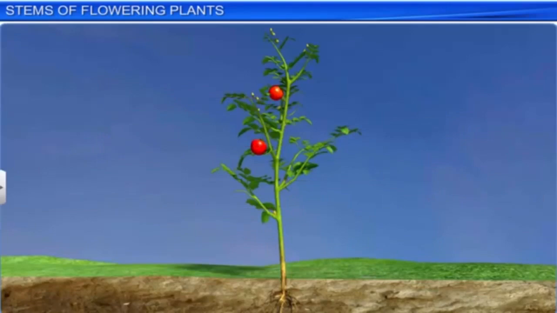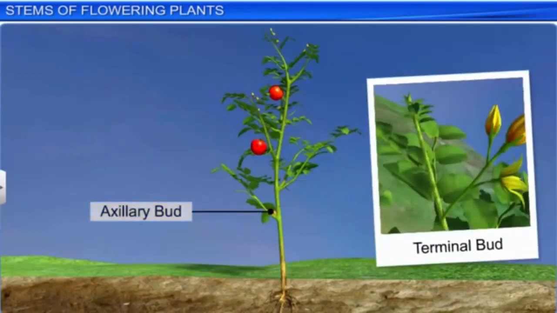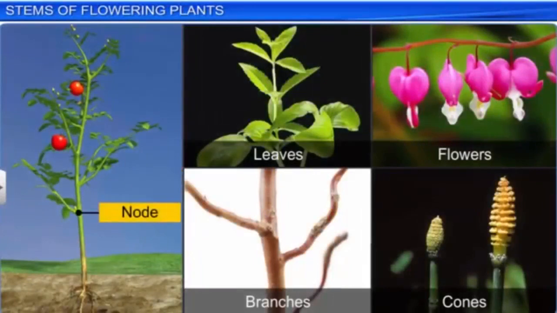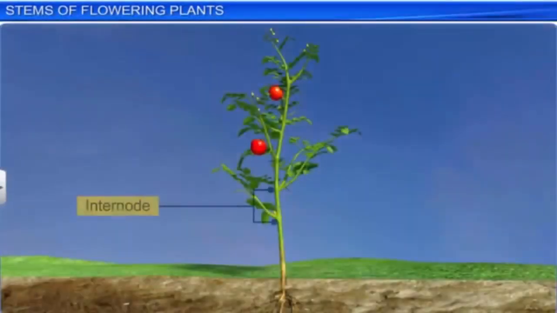The buds growing on the stem can be either axillary or terminal. A stem usually has many nodes and internodes. A node is a region from where leaves, flowers, branches or cones emerge, while an internode is the portion between two nodes.